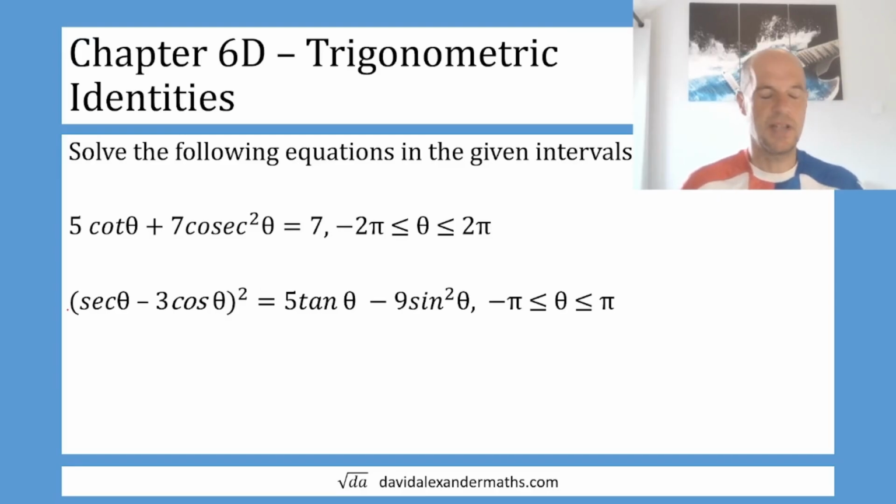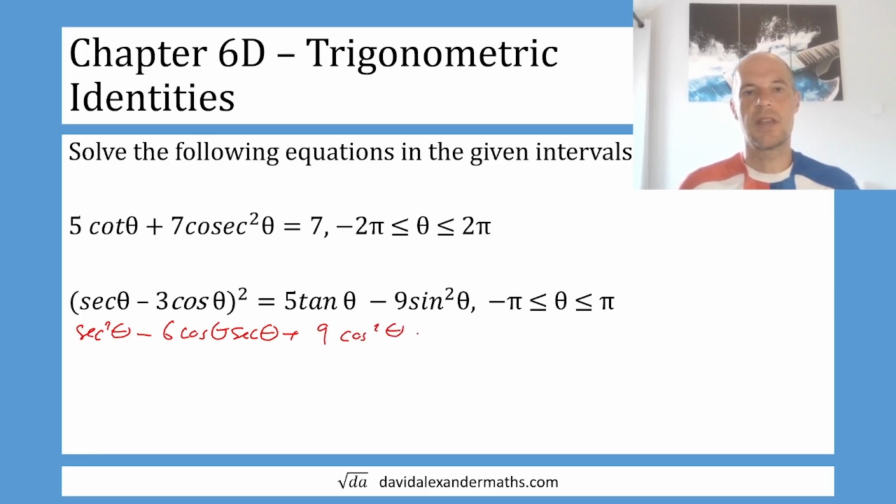Okay, so this second one is a bit of a problem. Well, it's difficult. So what I'm going to do first of all is expand the bracket. So what I'm going to get is sec squared theta minus 6 cos theta sec theta plus 9 cos squared theta equals 5 tan theta minus 9 sine squared theta.